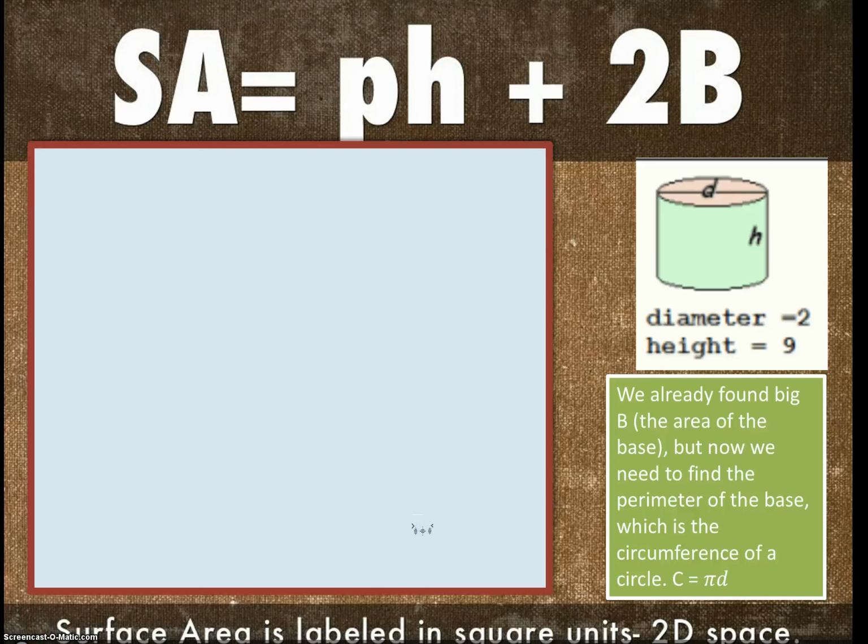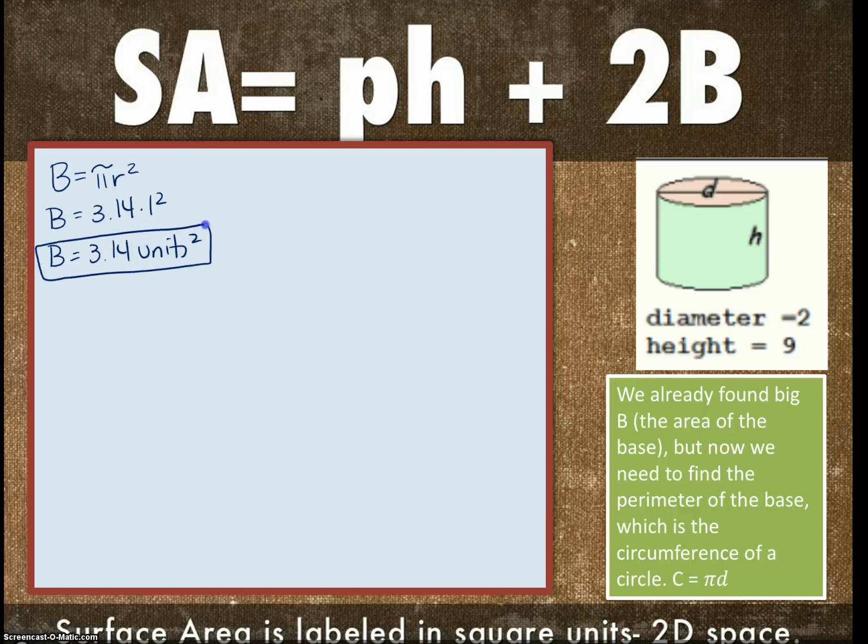So it's the same shape, but now we're going to find the surface area. We already found the big B in the previous problem, but if you need to do it again, this is a good review. Pi r squared. I'm just going to do it a little bit quickly here. 3.14 times 1 squared. So my big base, again, was 3.14 units squared. And you already had that written down, so you can just substitute that in.